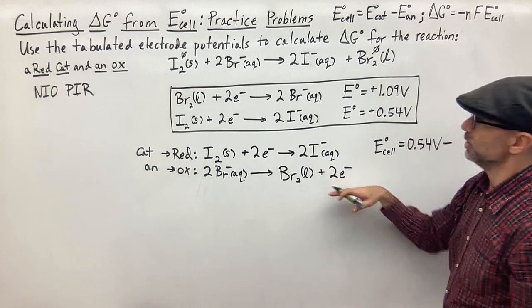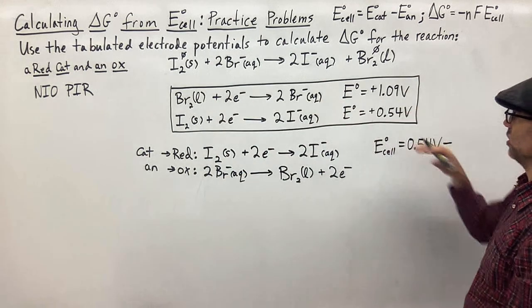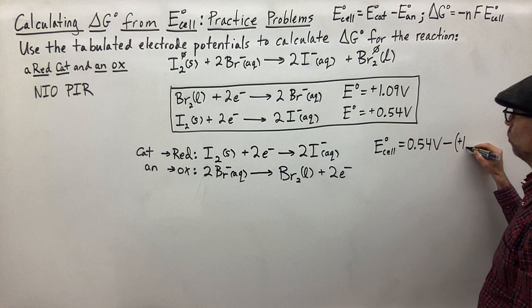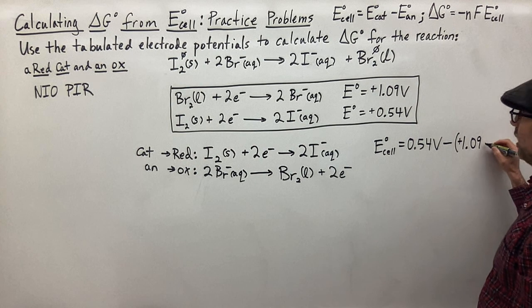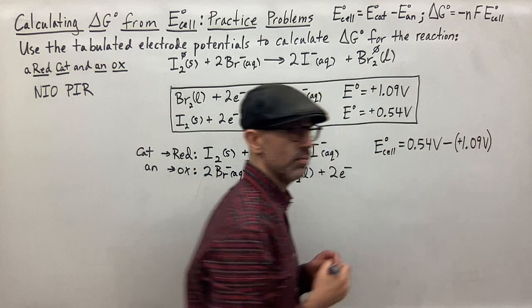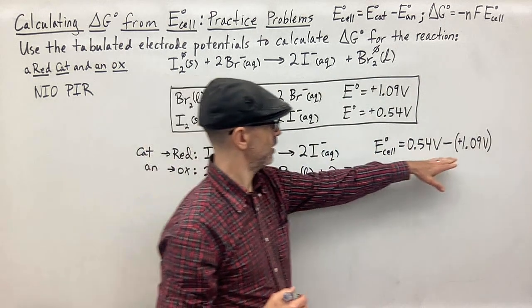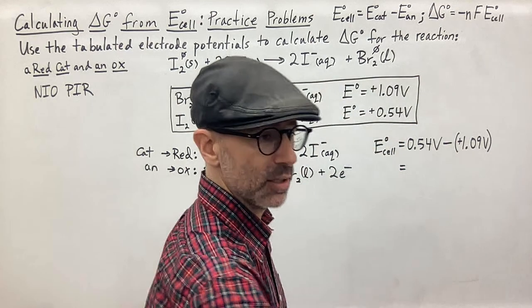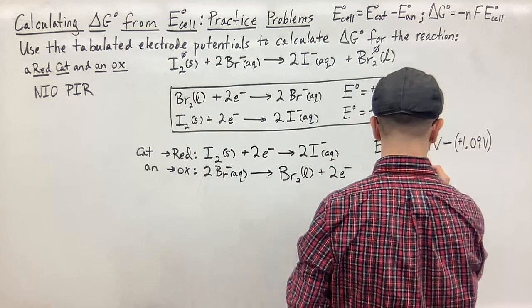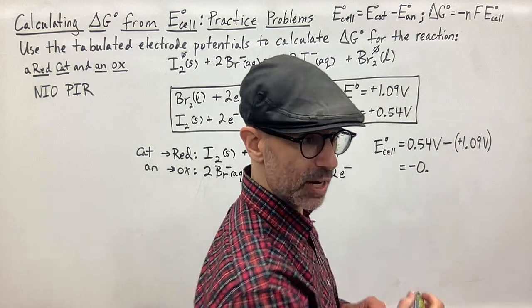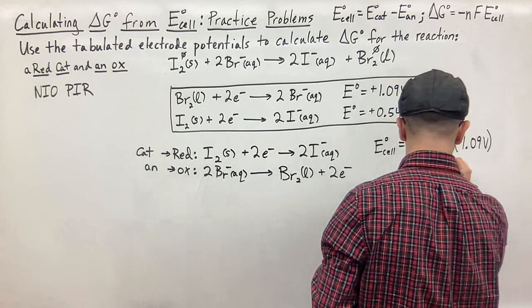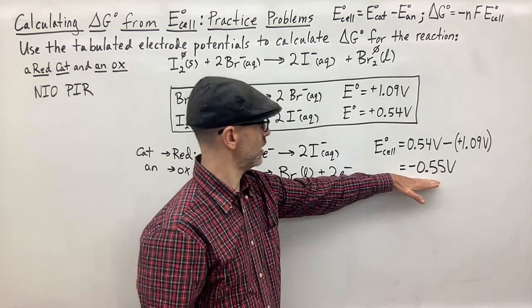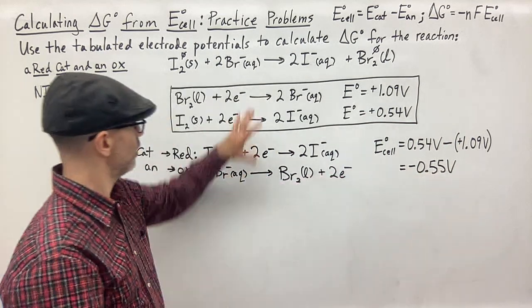Okay. And so then I'm going to subtract the electrode potential at the anode, which is happening with the bromine here. So the bromine here, the E there is a positive 1.09 volts. And so now all I do is I subtract, and the answer I get is going to be a negative 55? Yes, 55 volts. So now I have my standard cell potential from these here.